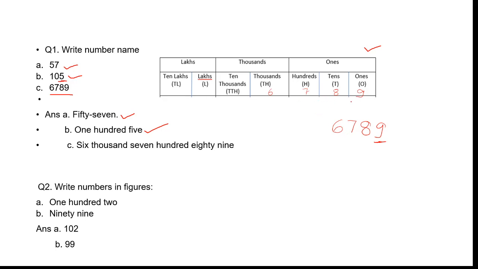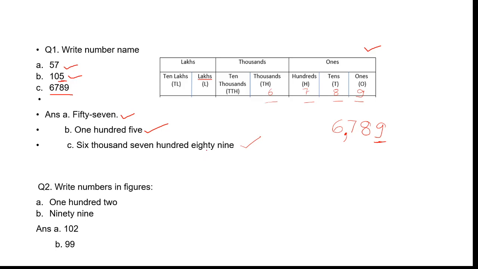Here you can see ones, tens, 100. This is the ones period, so I am putting a comma over here. So how will you read this number? 6789. Here I have written the answer, 6789. In this way you all have to write the number name.